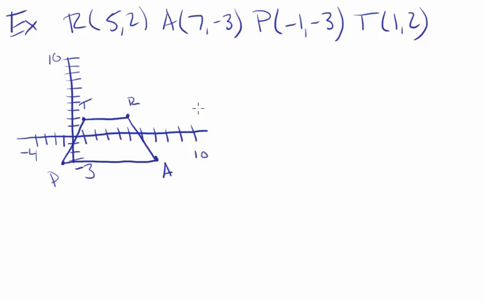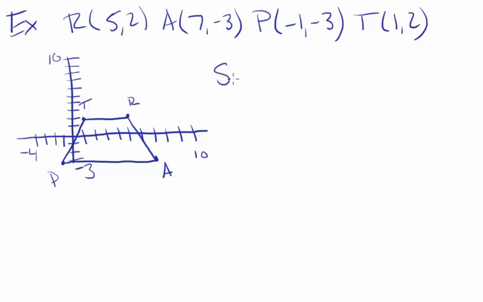Again, going back to our definition, a trapezoid is a quadrilateral with exactly one pair of parallel sides. So all we need to do is find two sides that are parallel. Looking at this picture, I see two sides that look parallel. First, I'm looking at TR, and then also the side PA. So we're going to take a look at the slope of these two lines.